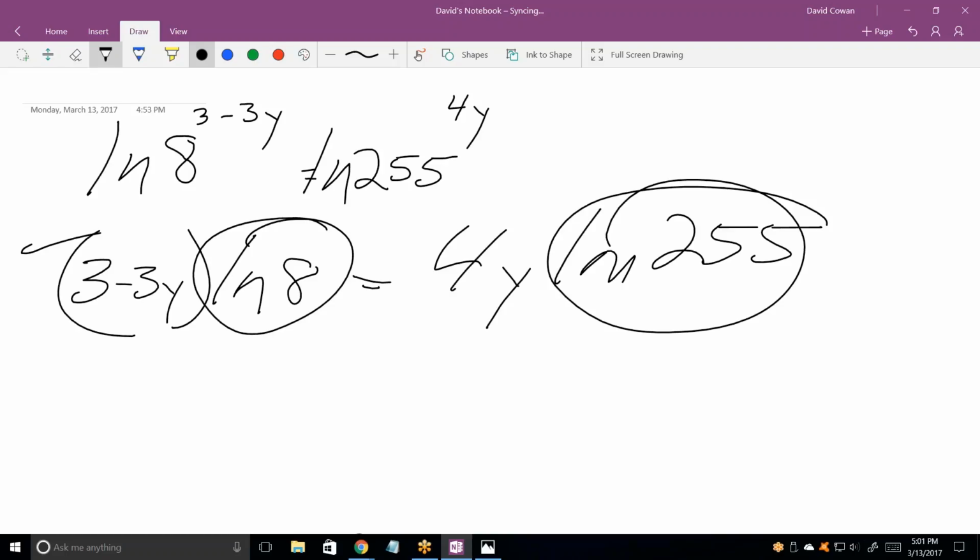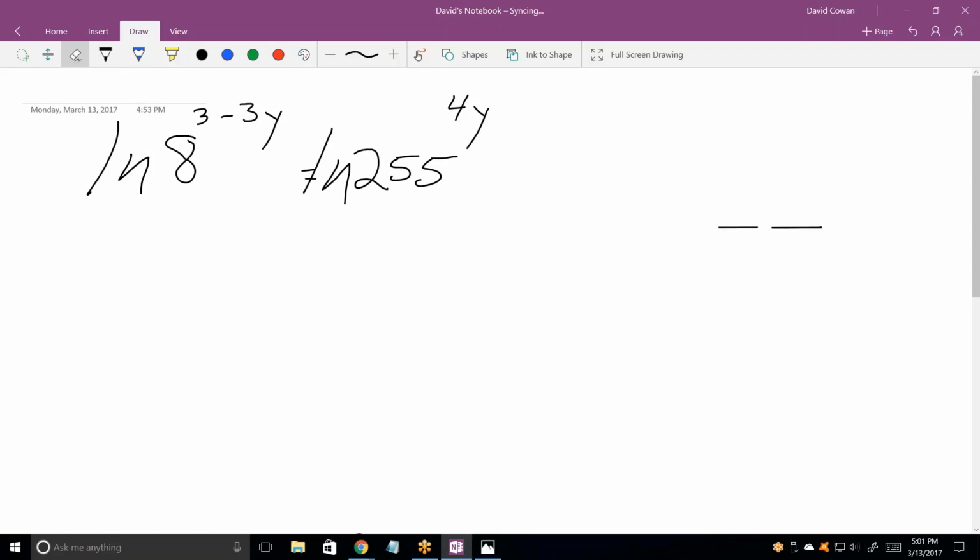I can only do them maybe 5% of the time using common exponential bases, which is the way we did it the first time. In other words, when that was a 6, I can now represent 256 as a power of 2, and since I can represent 8 as a power of 2, then I can solve it without using logs. As an example, let me give you another quick example.